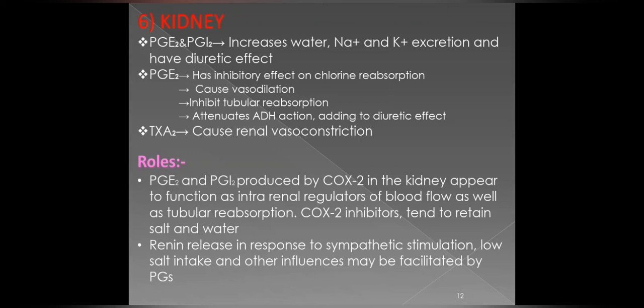So roles. Prostaglandin E2 and prostaglandin I2 produced by cyclooxygenase 2 in the kidney appear to function as intrarenal regulators of blood flow as well as tubular reabsorption. So the COX-2 inhibitors tend to retain the salt and water. Renin release in response to sympathetic stimulation, low salt intake and other influences may be facilitated by prostaglandins.